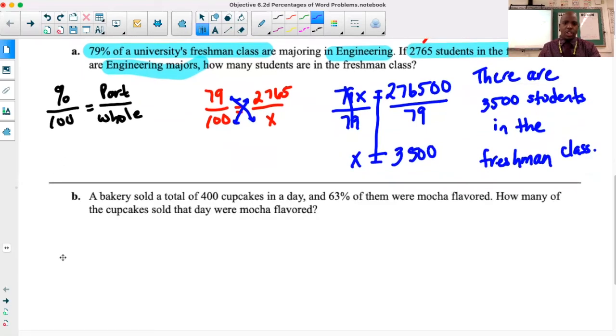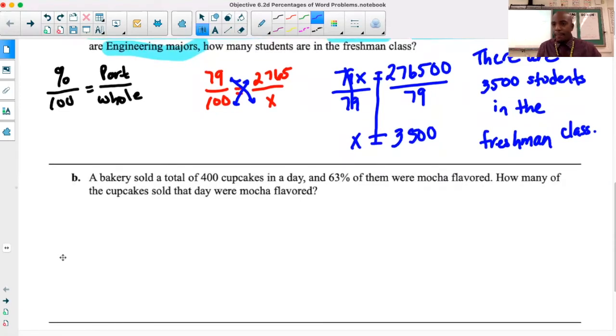A bakery sold a total of 400 cupcakes in a day, and 63% of them were mocha flavored. Yummy. How many of the cupcakes sold that day were mocha flavored? Okay. So a bakery sold a total of 400 cupcakes. Notice some things here. I'm going to highlight what I see as important, right? First thing I notice that's important here is the word total. Total 400 cupcakes. Whenever you see that word total, that's indicating the whole. I'm recognizing that right away. Total means whole.